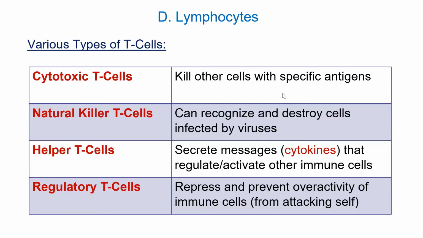And there's a whole bunch of regulatory ones. And there's other types of T cells. Like I said, there's a big long list. But we want to mostly in this class make the distinction between the T cells and the B cells in terms of what they're doing. But do know there are many types.